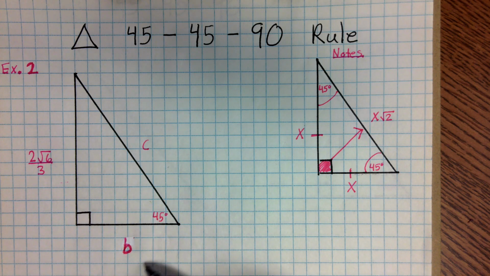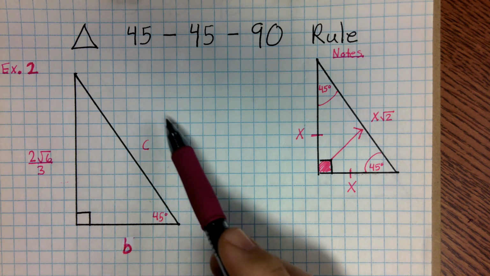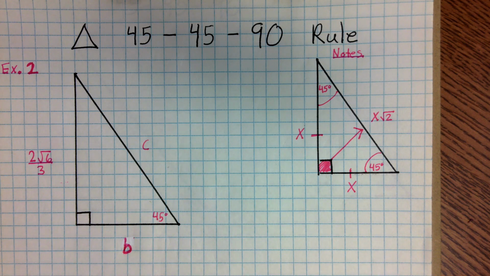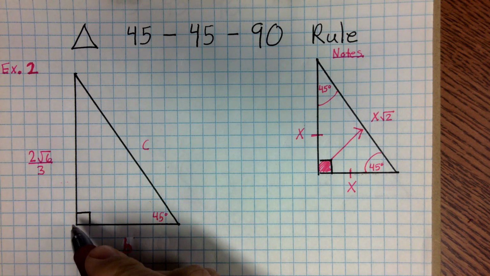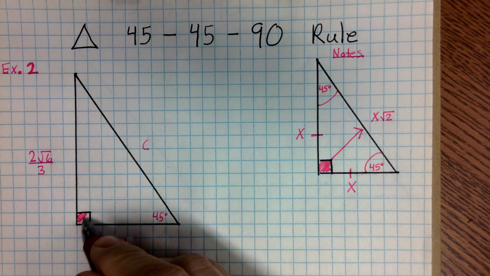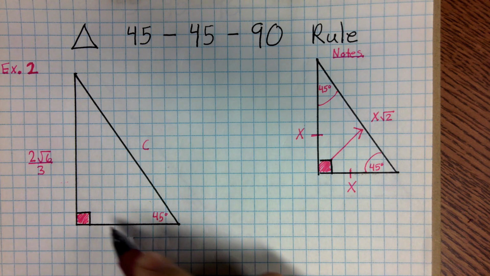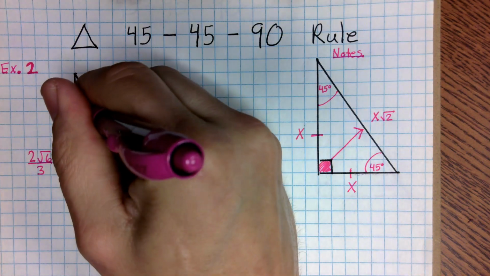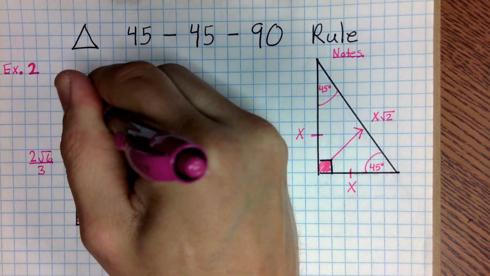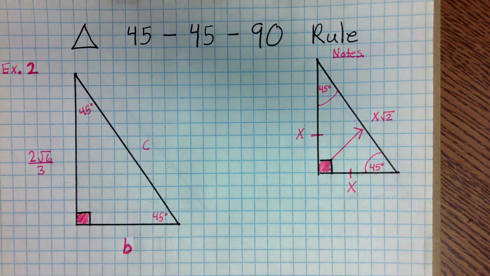And notice we're missing one of the legs, and we're missing the hypotenuse. We do know this is a 45, 45, 90 right triangle because we have a 90-degree angle, and they've given us a 45. So if I were to add that together and subtract it from 180, we would be left with 45, which means this missing angle is also 45. Therefore, we can apply our rule.